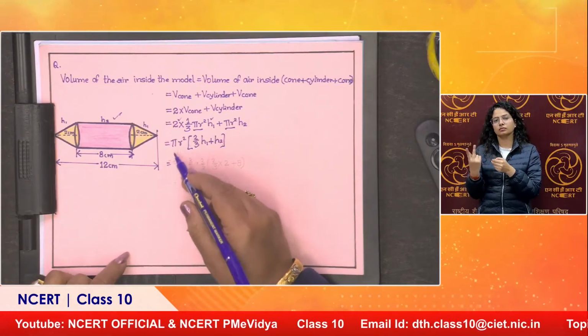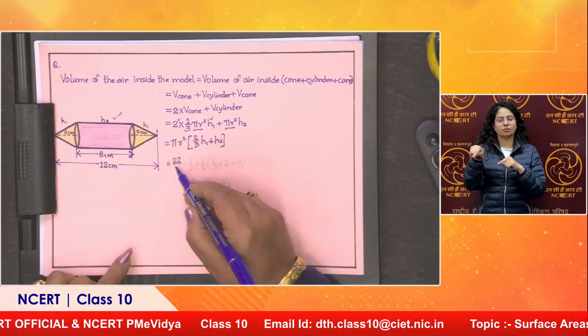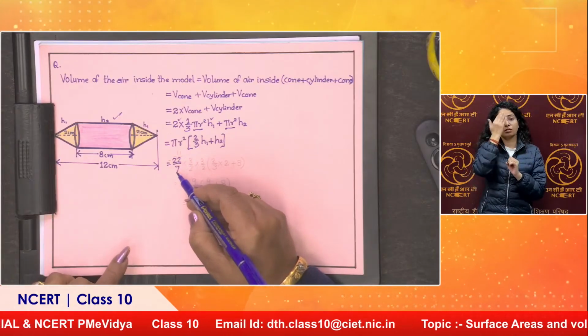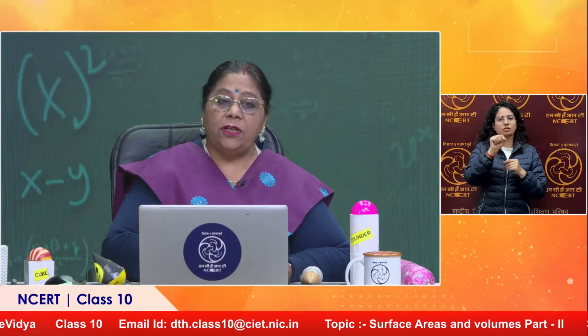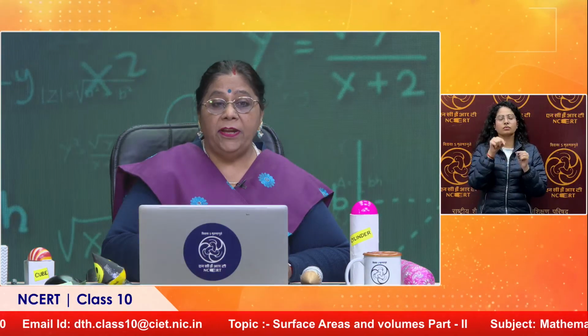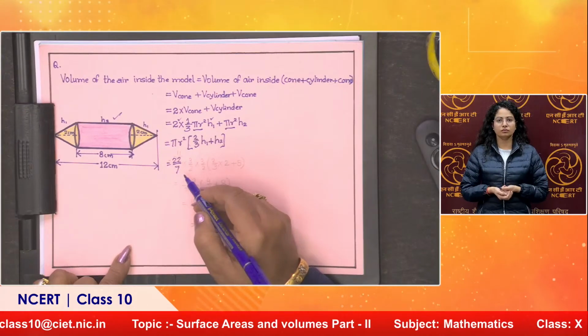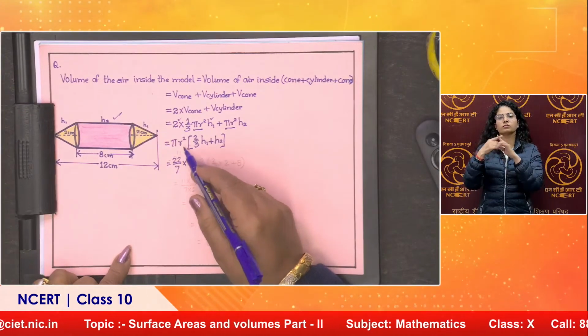Now what is the value of pi, children? We can use 22 upon 7 as it is not mentioned. Remember, if it is mentioned in the question, you have to use 3.14, always use 3.14. And if it is not mentioned, for such questions, we should always put the value as 22 upon 7 for pi.